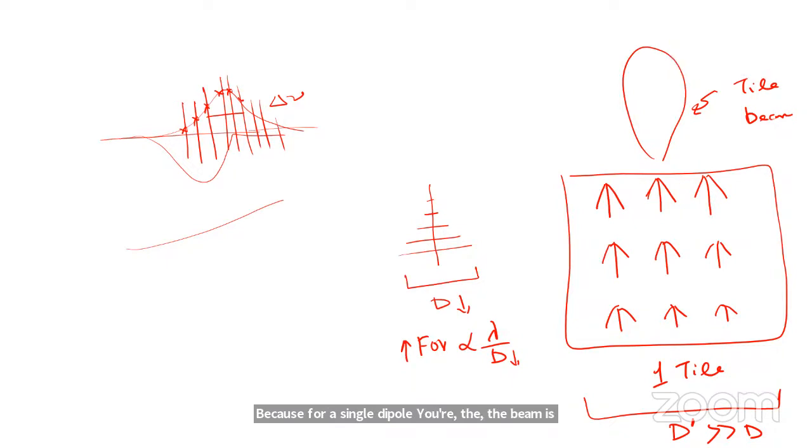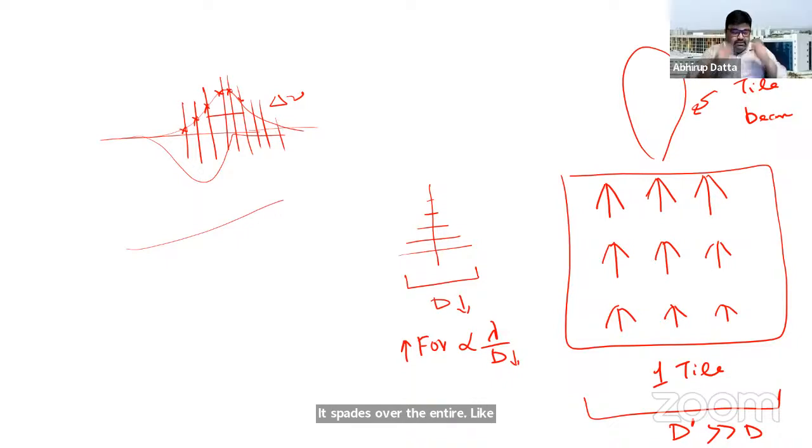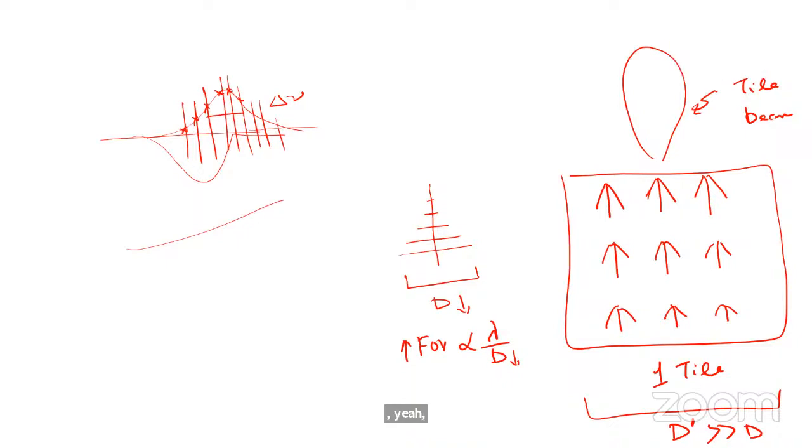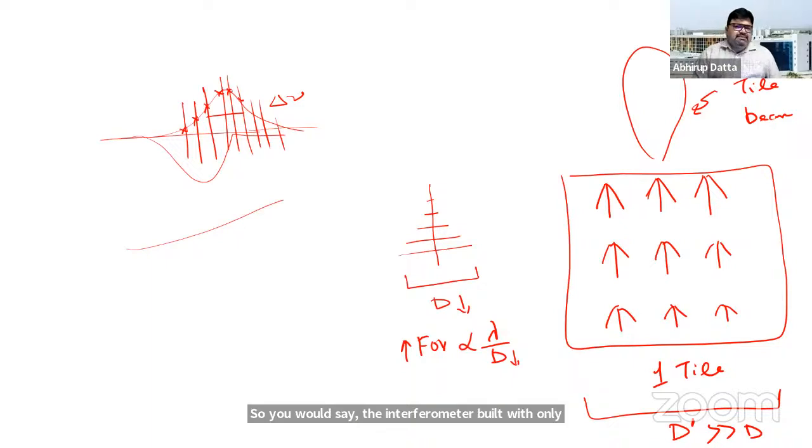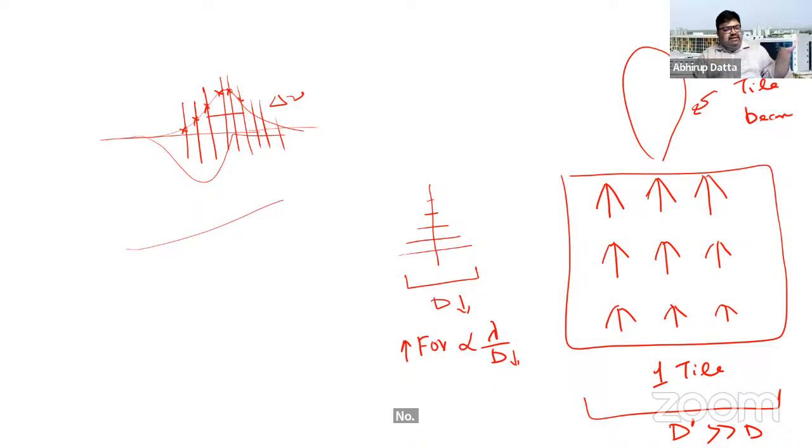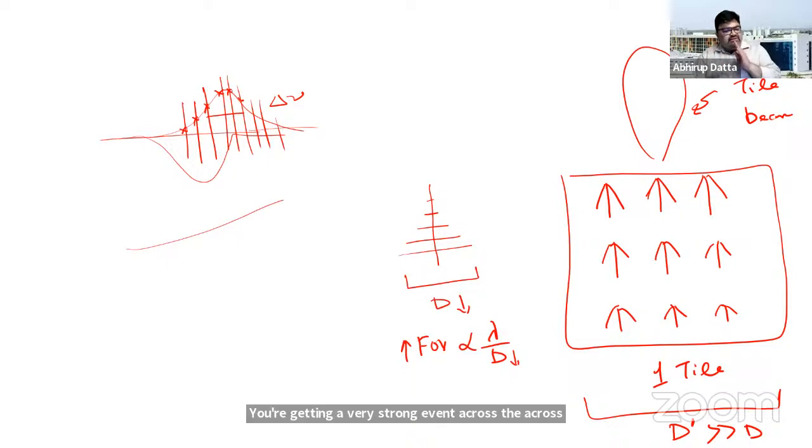Yes, somewhere like 30 degree by 40 degree, something like that. Yeah. So you would say the interferometry built with only such two elements would not result in any observation results? No, I'm not saying that. It depends on your science case. Supposedly you're detecting a very strong event across the sky, and you only need to have a signal. Then that is fine.